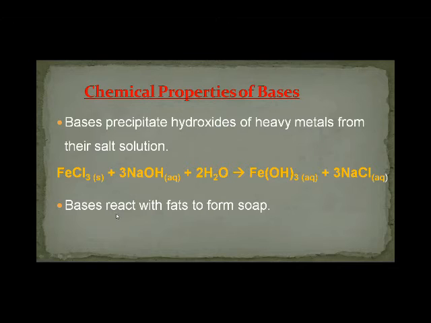So bases mostly react with fats, animal fats. Sometimes it may be fats from any source, but the major sources are animals. So it will form a soap. There are different types of soap, either bathing soap or dishwashing soap. All soaps are formed from animal fats. So this is all about the chemical properties of bases.